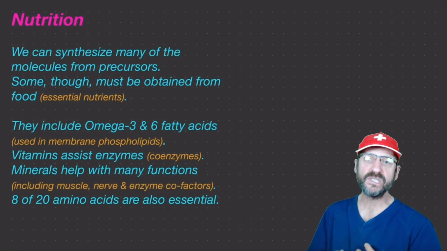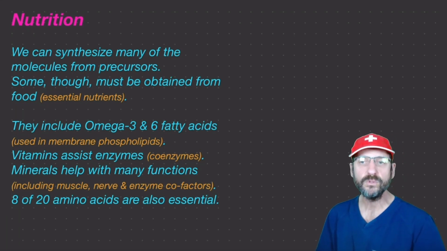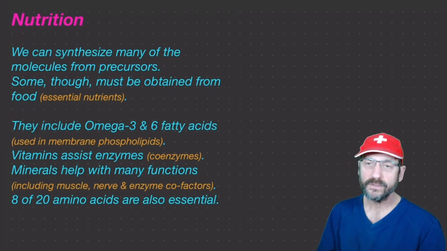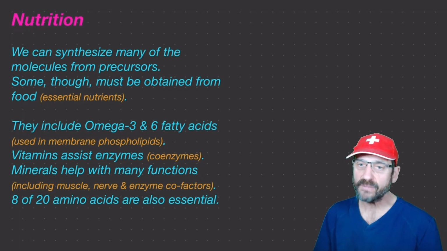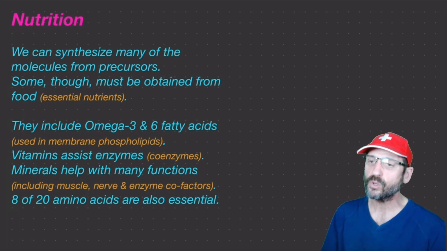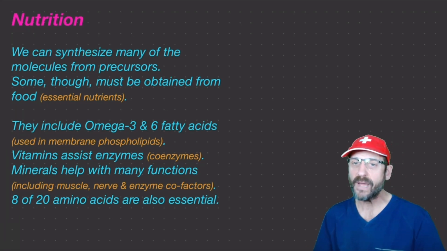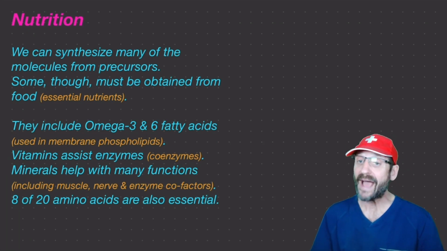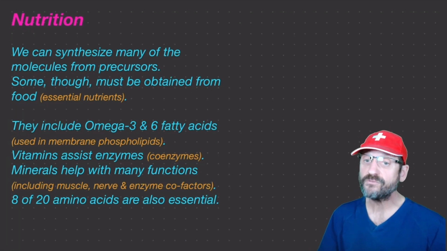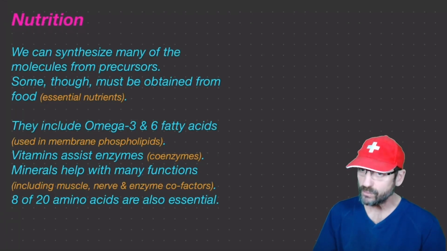We can synthesize many of the molecules from the precursors that we eat, but some must be obtained from food. And those we call essential nutrients. They include omega 3 and 6 fatty acids, which are used in membrane phospholipids. They also include the vitamins, and the vitamins assist enzymes, and we therefore also call them coenzymes. And we also need to ingest minerals, and they help with many functions, including muscle and nerve function, also enzyme function. They call them the cofactors. And also 8 of the 20 amino acids we can't make, and we call them essentials as well. So we also need to ingest those.